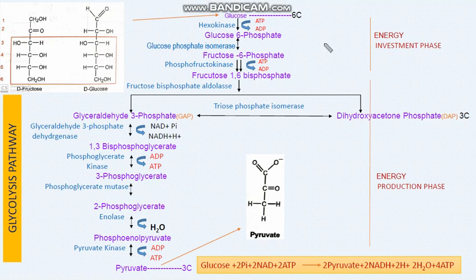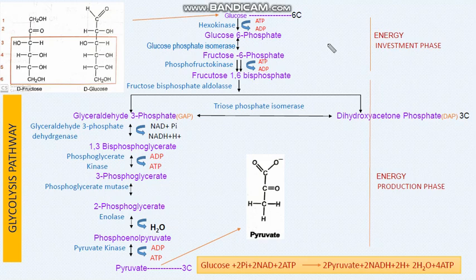Glycolysis occurs by both aerobic and anaerobic methods in all organisms. In the aerobic method, molecular oxygen is used for the metabolism of the products to form pyruvate, whereas the anaerobic method does not require oxygen and the end product is lactate. So in this pathway we will discuss the aerobic method.